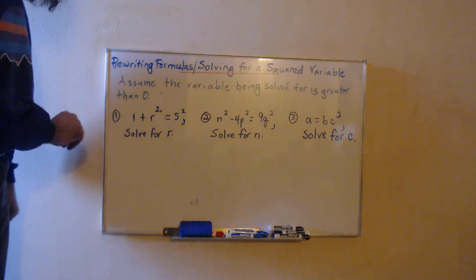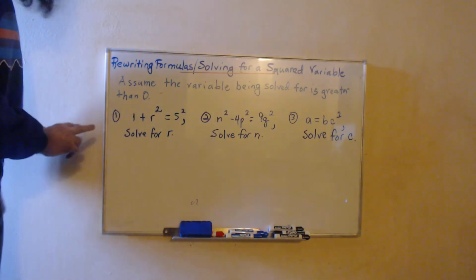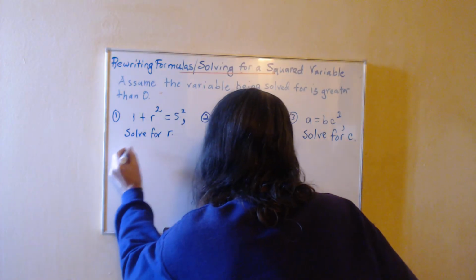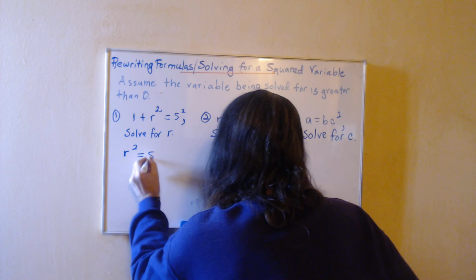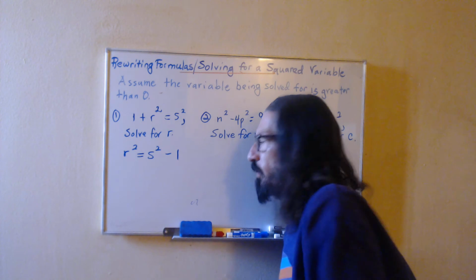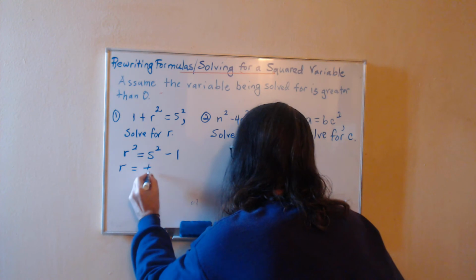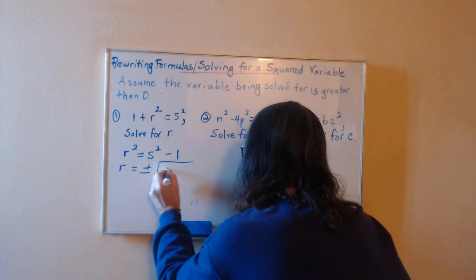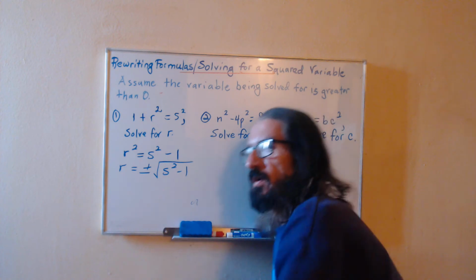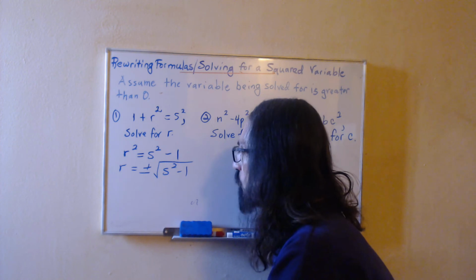In this first one, solving for r, after the squaring part, all that happened was that we added 1, and so we shall subtract the 1 to get r squared alone, followed by taking the square root of both sides, canceling the square root on the left, and we've got r is equal to plus or minus the square root of s squared minus 1.